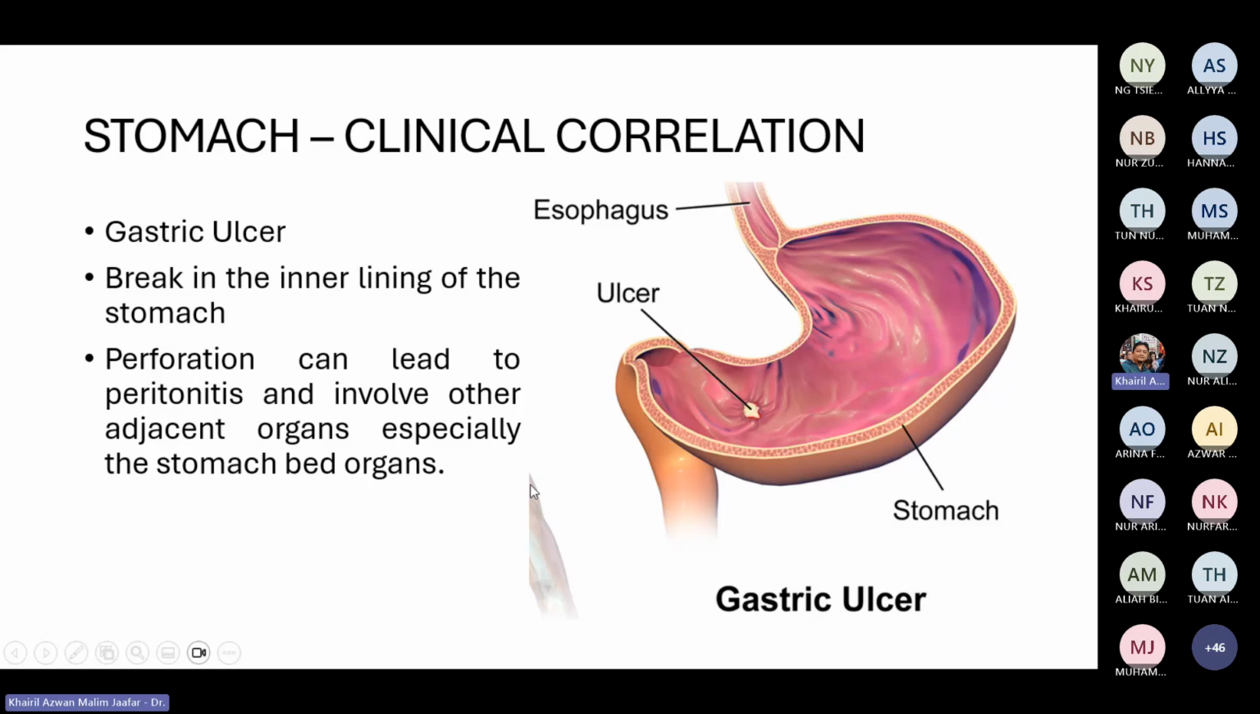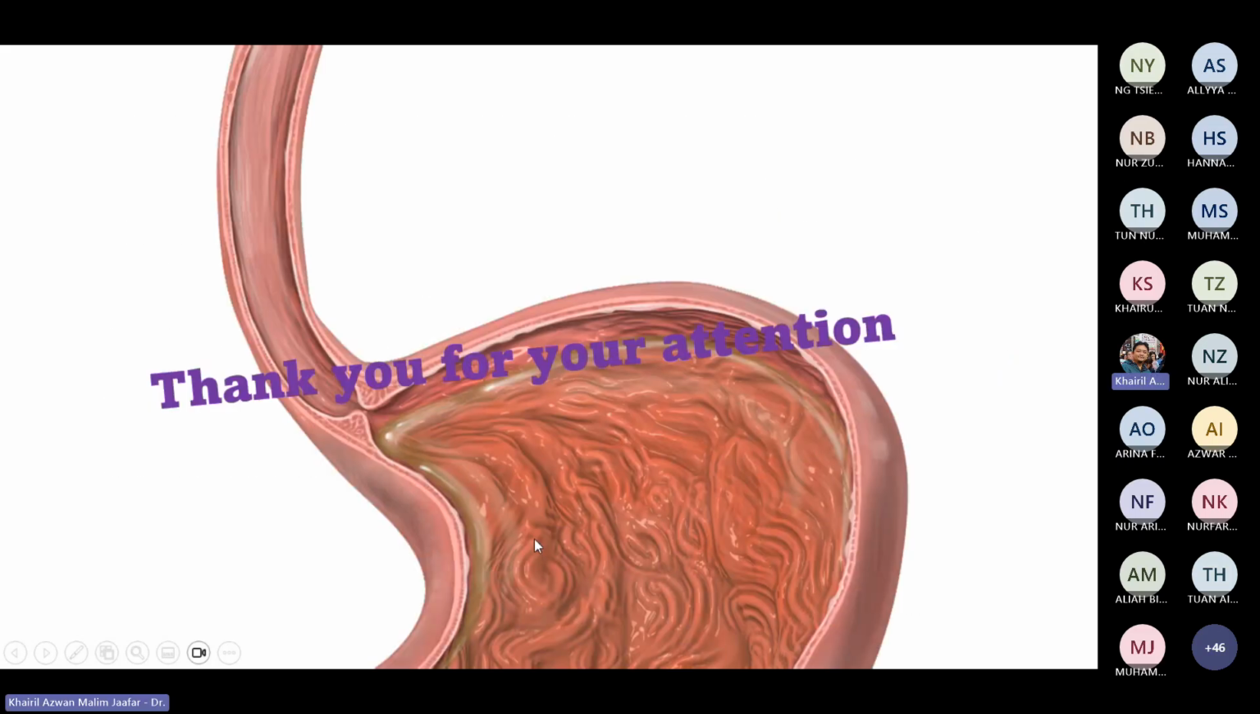Clinical correlation also: this can lead to peritonitis if there is perforation of the stomach wall, and then mainly it will go and infect the stomach bed, so that's why the stomach bed is quite important. Okay, so that is all regarding the esophagus and also the stomach.